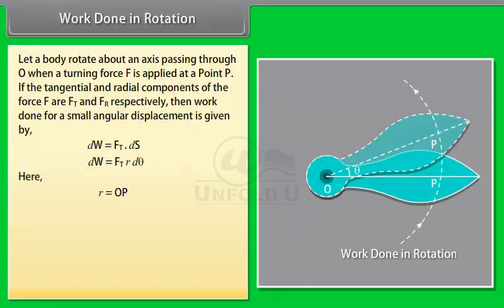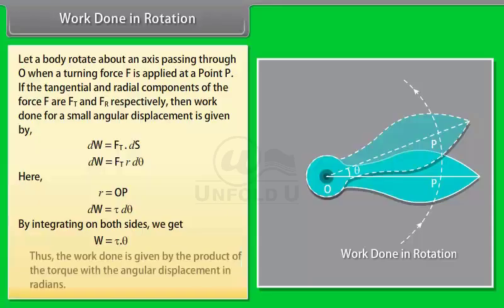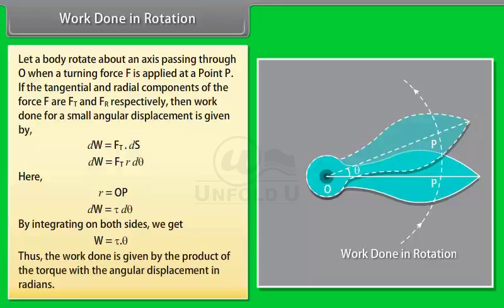Here r = OP. Replacing the above equation in terms of torque tau, we get dW = τ dθ. By integrating on both sides, we get work done = τθ. Thus, the work done is given by the product of the torque with the angular displacement in radians.